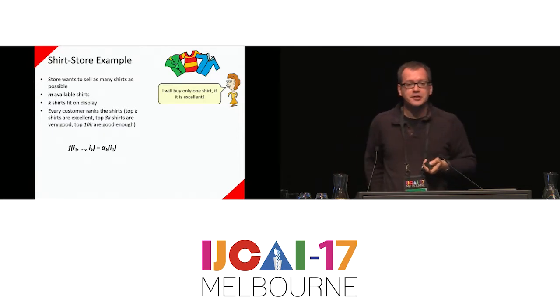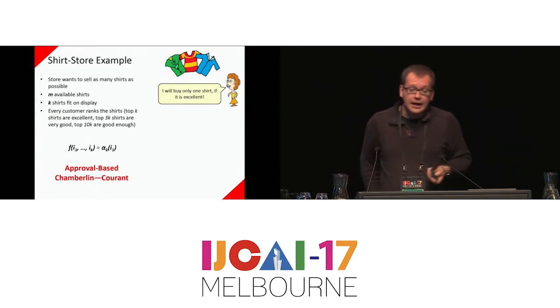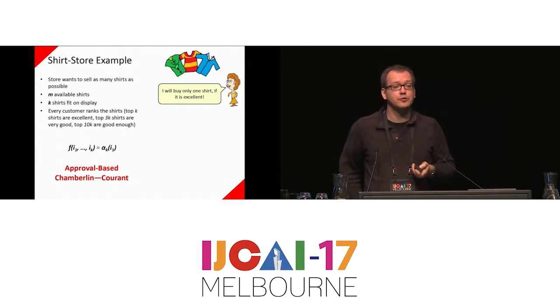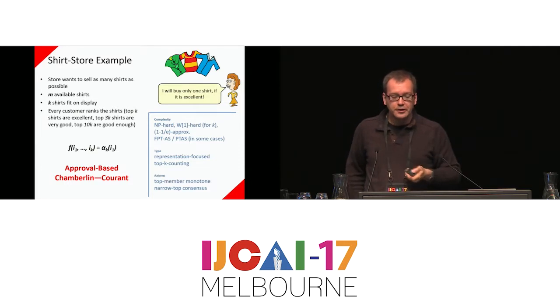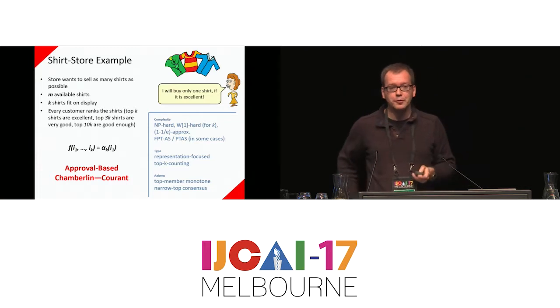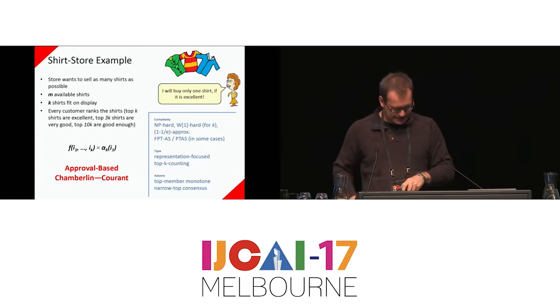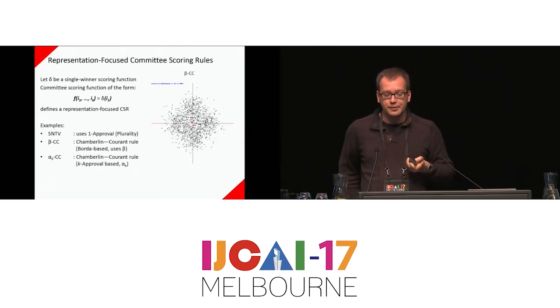And the function that describes it depends only on the top preference of the available items. And it's in fact the approval-based Chamberlain-Courant rule, again, something known from the literature. It is NP-hard, but it can be computed approximately. It has some interesting features. In particular, it satisfies certain axiomatic notions. But what we will focus on is actually how it behaves in our 2D experiment.